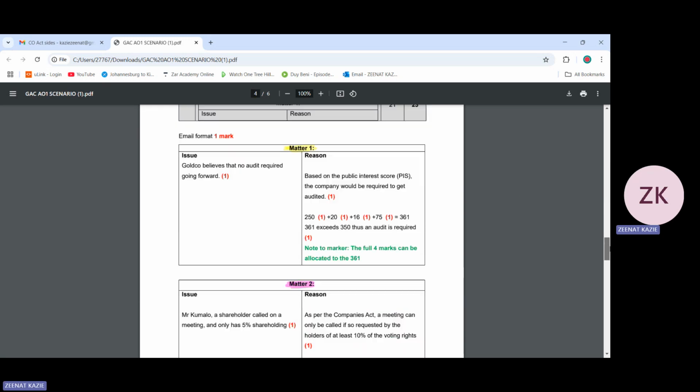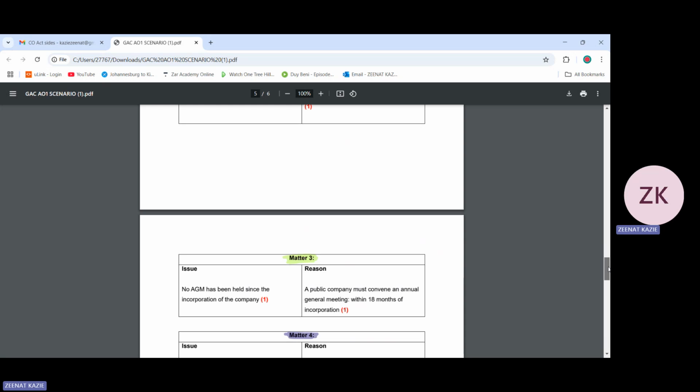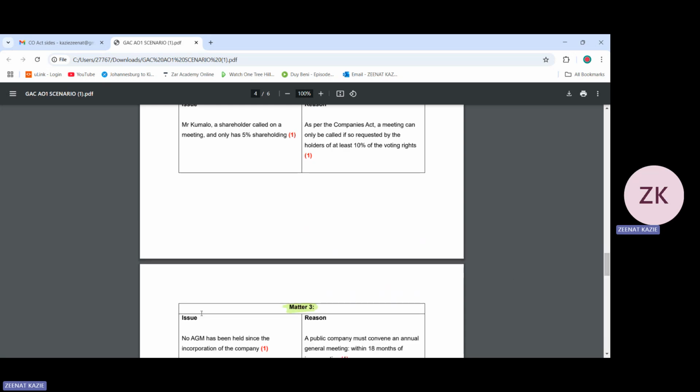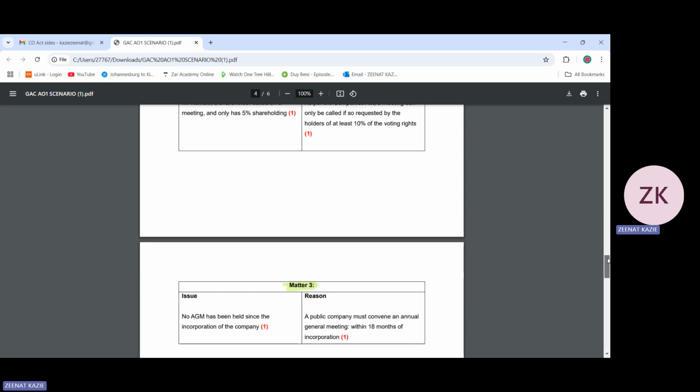If we go to the answer of matter three, no AGM has been held since incorporation, and the reason is, what does the Companies Act say? The Companies Act says that a public company must convene an AGM within 18 months of incorporation.